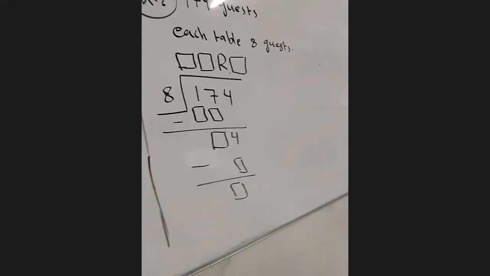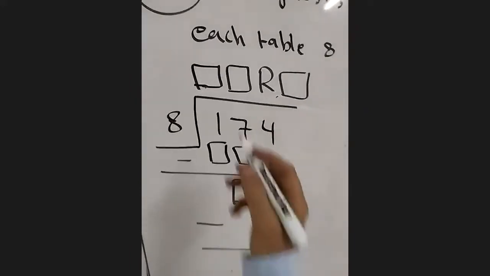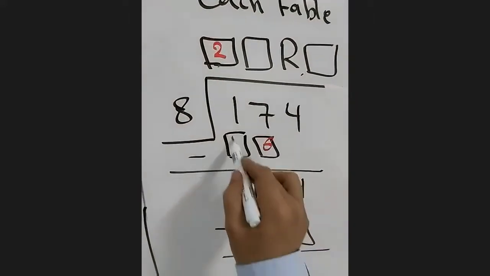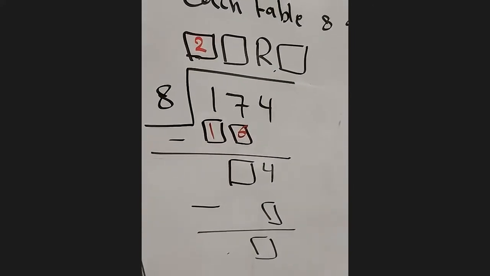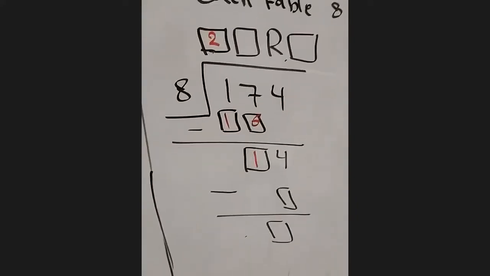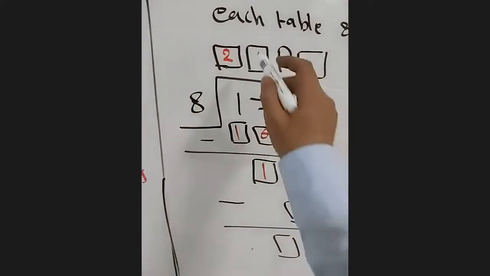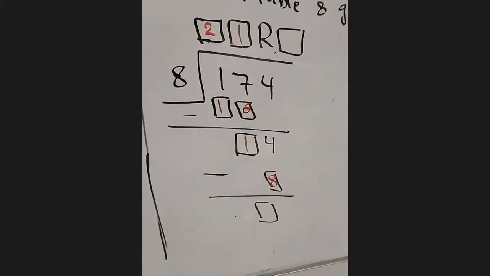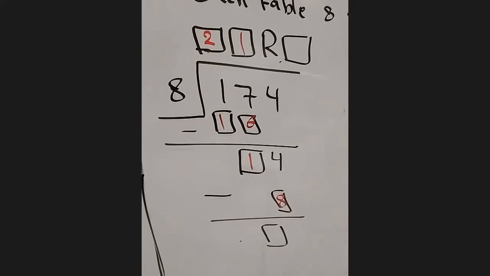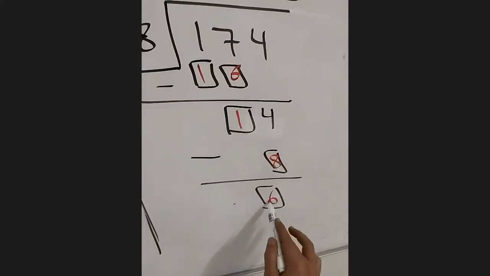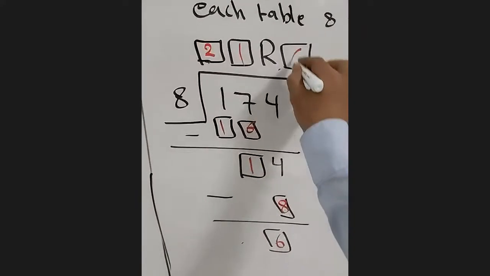174 divided by 8. 1 divided by 8 we can't, so we'll take the 7. 17 divided by 8, 2 times 8 is 16. Continue. 17 minus 16 equals 1. Then 14. 14 divided by 8, 1. 1 times 8 is 8. 14 minus 8 equals 6. So the remainder is 6.